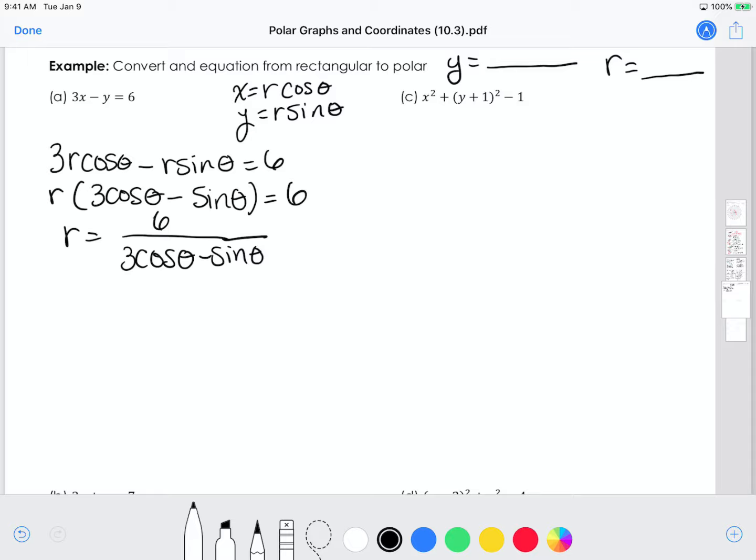Now, when I look at this in rectangular form, I recognize that that's just a linear function. It's just a line. So when I go to graph this later on the polar coordinate plane, I should get the same picture. I should get a line. So keep that in mind as we're going through, because this is going to come up in the next section when we start graphing these equations.